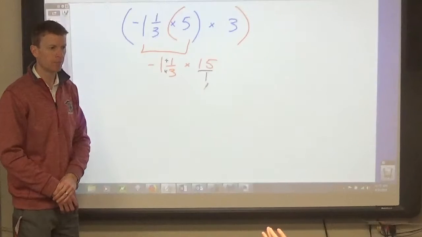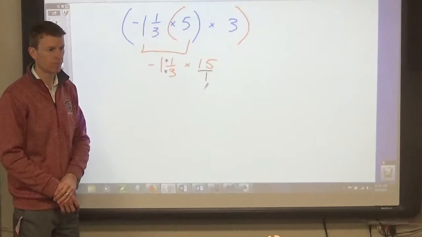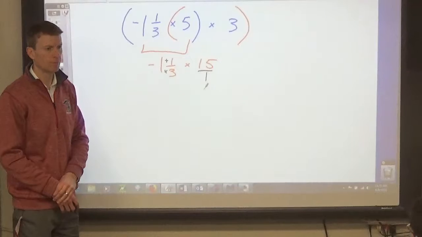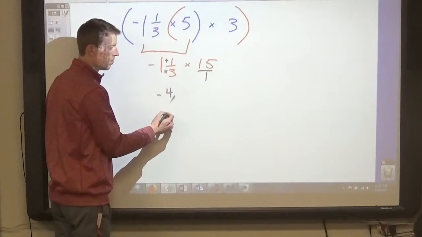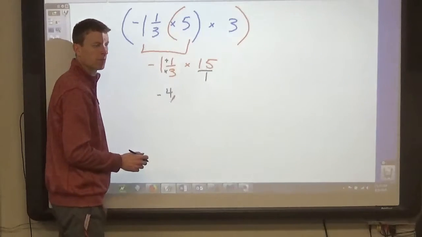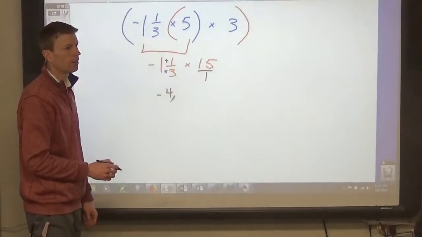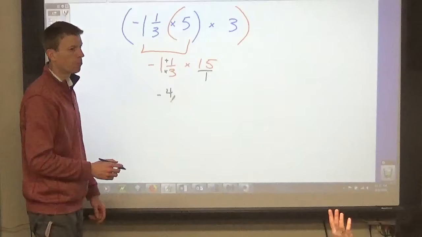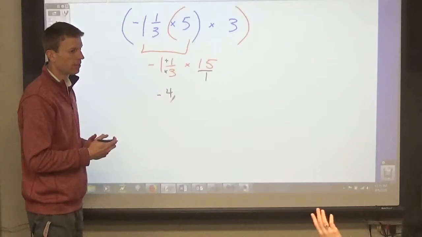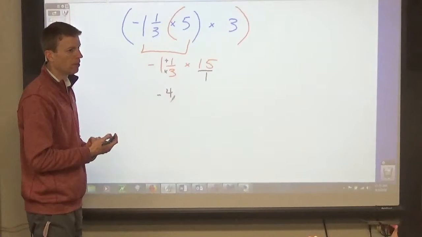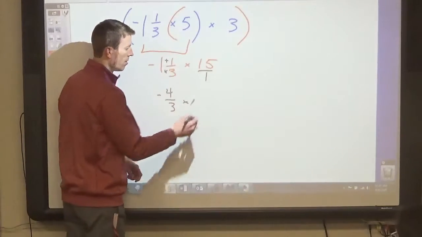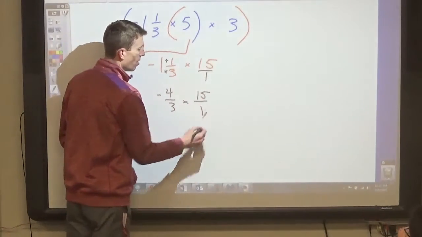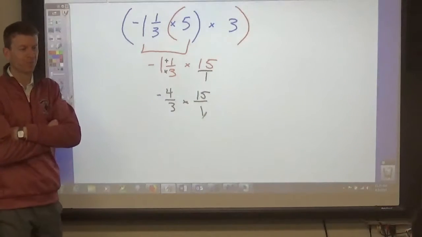3 times 1 equals 3, and then plus 1 equals 4. You have to make it a fraction. So it's -4 over 3 times 15 over 1. Now what do we do?